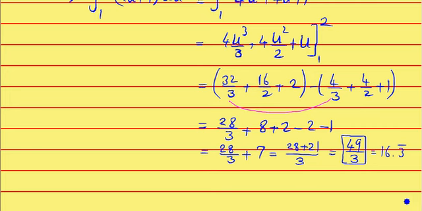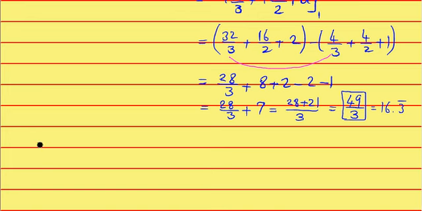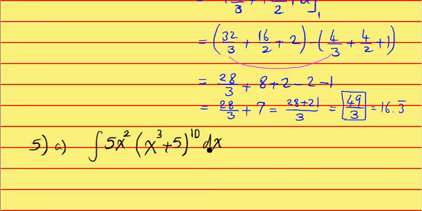Next set of problems are related to application of substitution. So problem 5, A says integrate 5x squared times (x cubed plus 5) to the power of 10 dx. What substitution works here? We look for an expression whose derivative is around. We have to do this by trial and error, and here is our substitution.